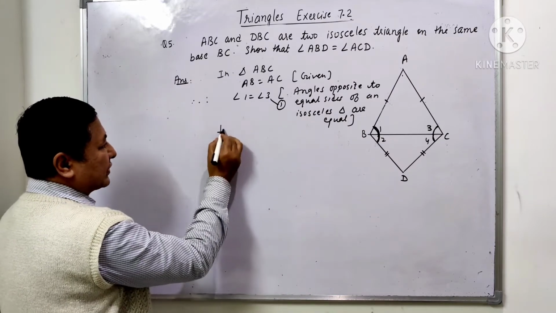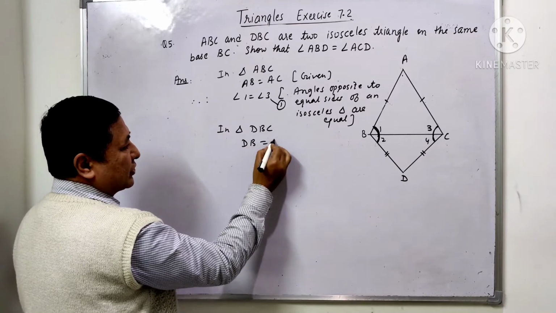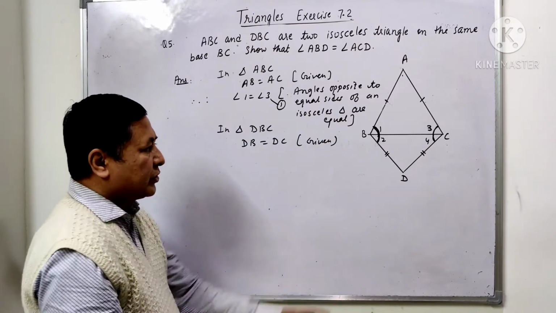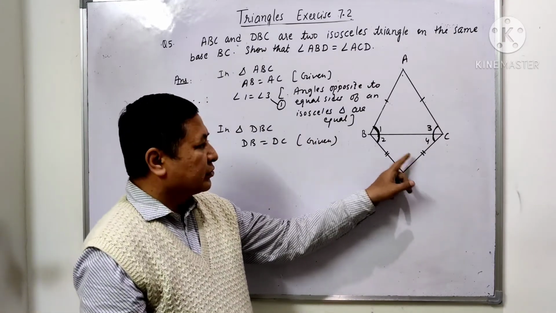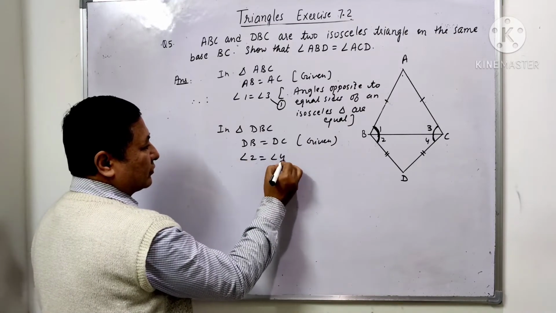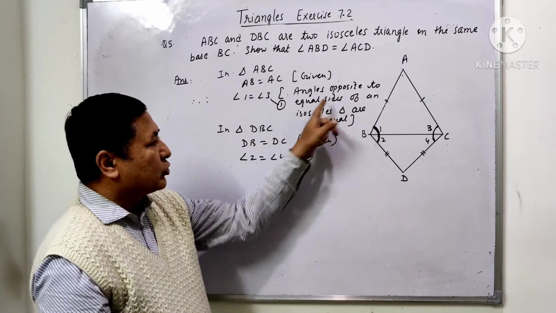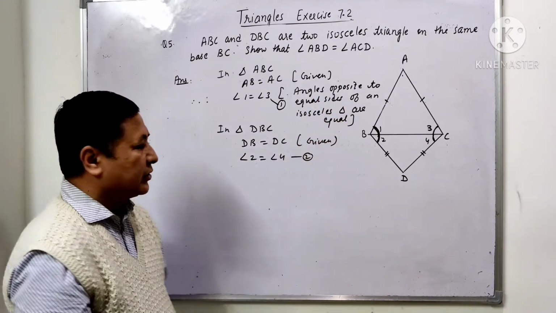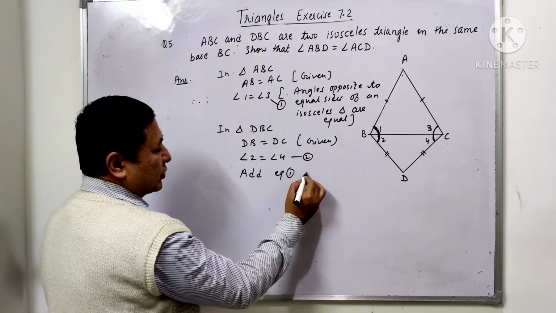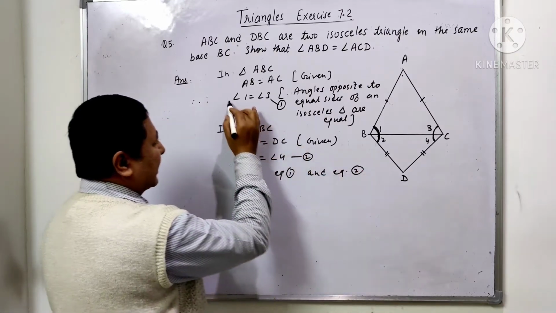Now similarly in triangle DBC, DB is also equal to DC, that is also given. So here also the two sides are equal, so their opposite angles will also be equal. So that means angle 2 is equal to angle 4. We'll mark this equation number 2, and the reason is the same, angles opposite to equal sides of an isosceles triangle are equal. Now we'll add equation 1 and equation 2.